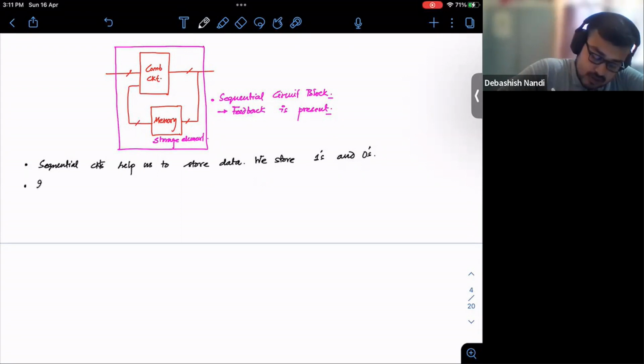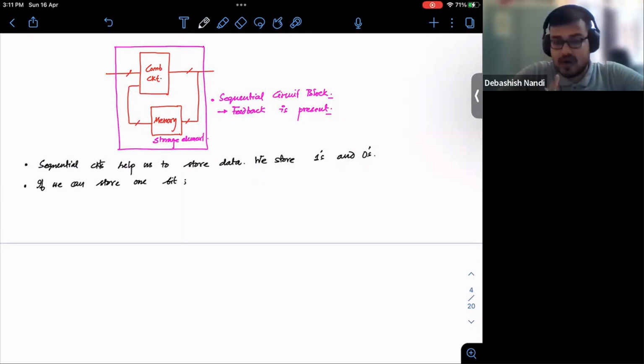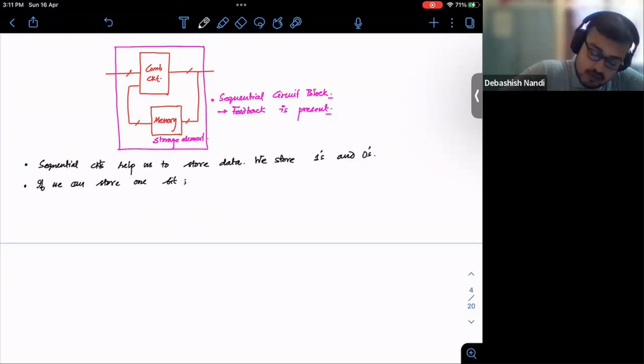So if we can store 1 bit, we can just replicate it and get any number of higher storing devices. 1 bit, then just replicate it to store larger information. Okay.